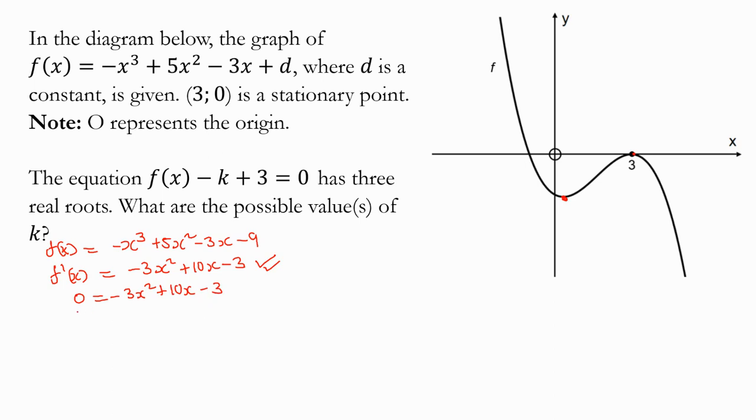So 0 is equal to negative 3x squared plus 10x minus 3. Let's divide everything by negative 1 so that we have a positive coefficient of x squared. So 0 is equal to 3x squared minus 10x plus 3. And then we can factorize here. 3x squared times 3 is positive 9x squared. We look for the factors of 9 that can give us negative 10.